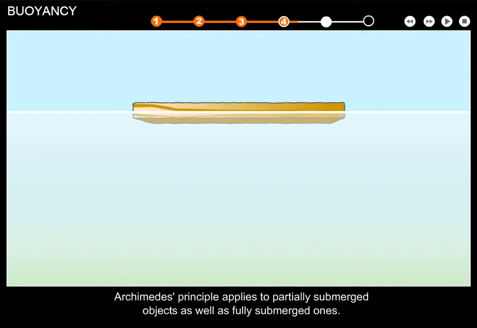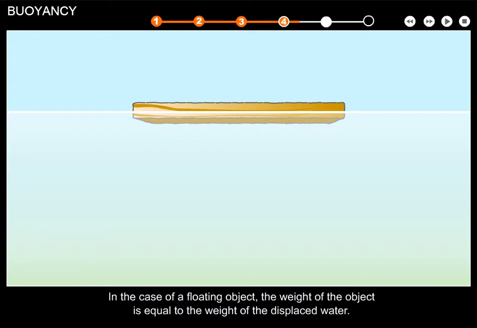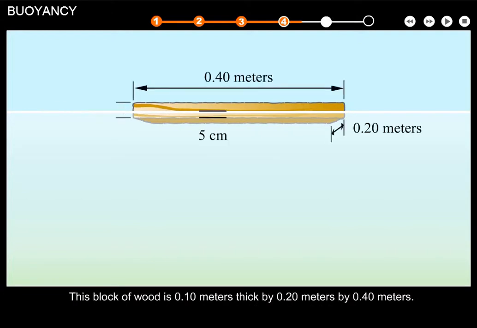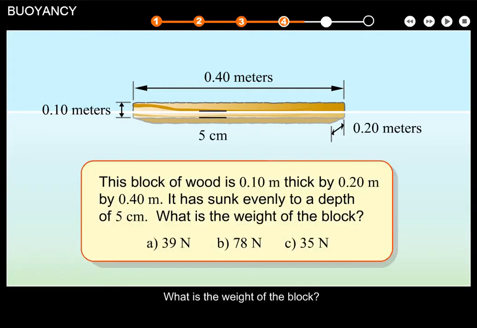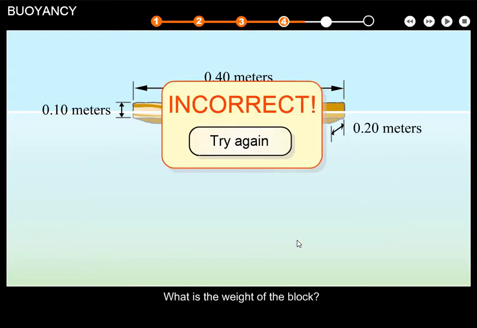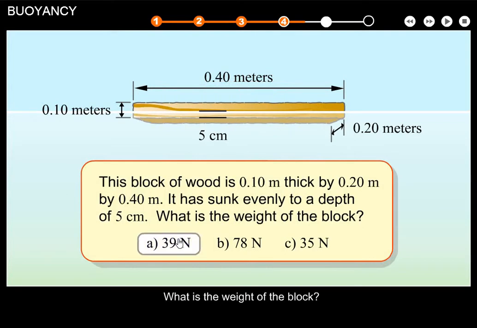Archimedes' principle applies to partially submerged objects as well as fully submerged ones. In the case of a floating object, the weight of the object is equal to the weight of the displaced water. This block of wood is 0.10 meters thick by 0.20 meters by 0.40 meters. It has sunk evenly to a depth of 5.0 centimeters. What is the weight of the block? Try again. Correct.